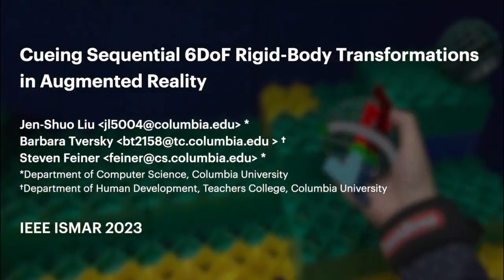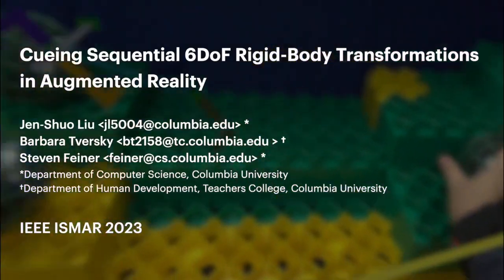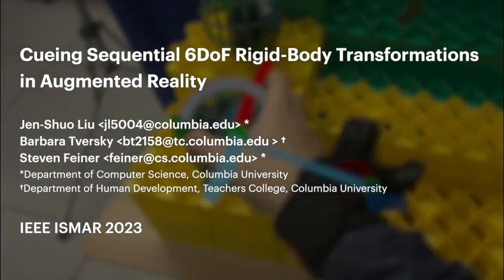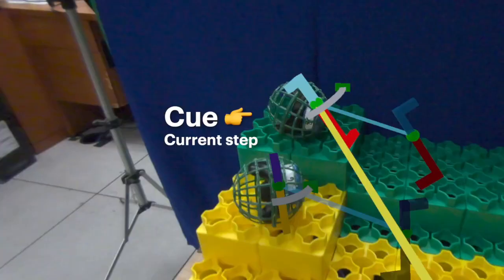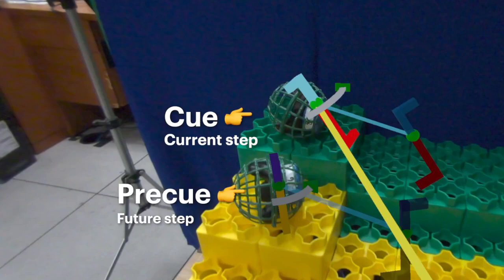We present an exploration of graphical cues and pre-cues in AR for sequential 6DOF rigid body transformations. A cue indicates the current step to perform, while pre-cues provide information about future steps before the user performs them.